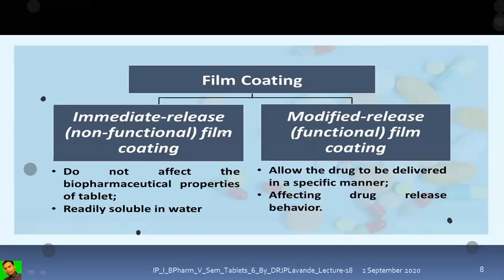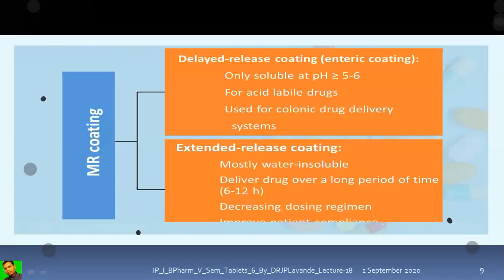In case of immediate release, it will not affect the functions, it will not affect the biopharmaceutical properties, it will not affect the dissolution and disintegration characteristics. Whereas in case of modified release, it will affect the functions. That's why it is said to be the functional film coating. So it will affect the disintegration and dissolution parameters, right? So these are the two different kinds of film coatings.